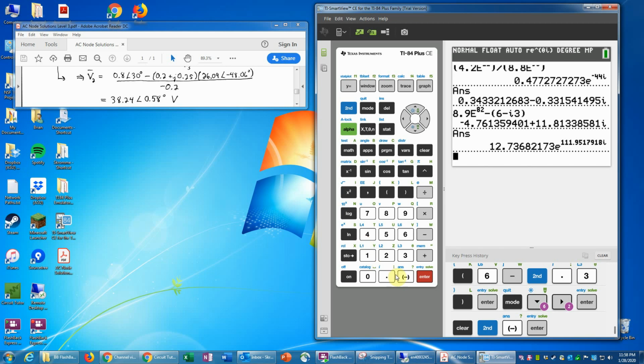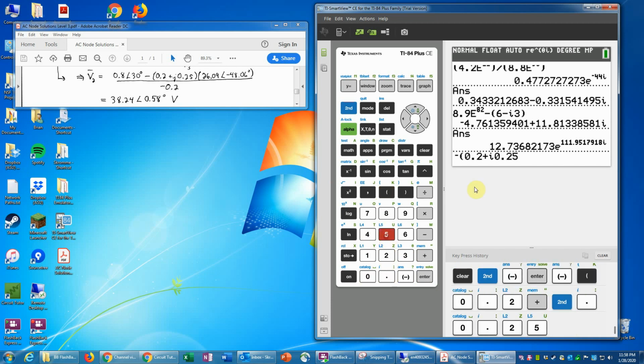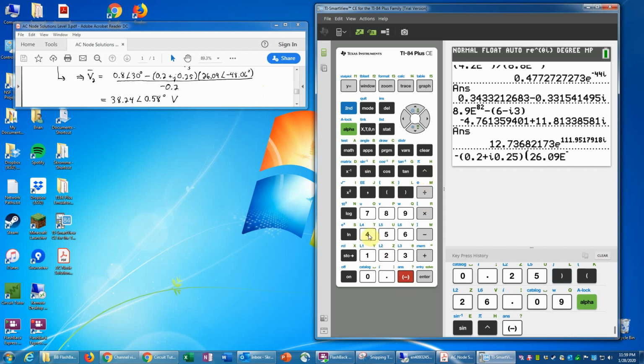And so I'm going to have a negation sign then, and I have a parenthesis, 0.2 plus i times 0.25, again using implicit multiplication between the i and the number, and that's allowed on this calculator model. And then I'm going to multiply that times this. I don't really need parentheses here, but I'll just put them in anyway. So 26.09, and then I'll use that E thing that I've defined, raise that to the power, and then I can just use my negation sign, 48.06 for the angle, which is in degrees, as you notice.